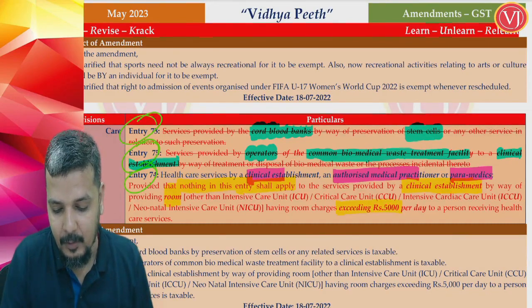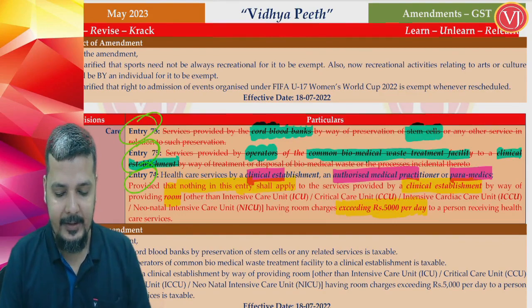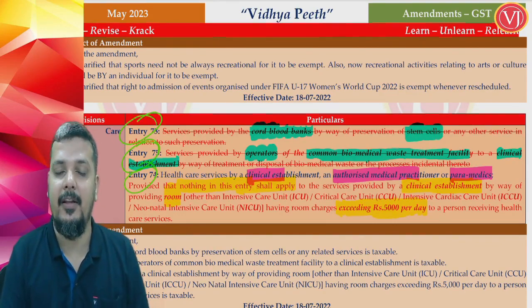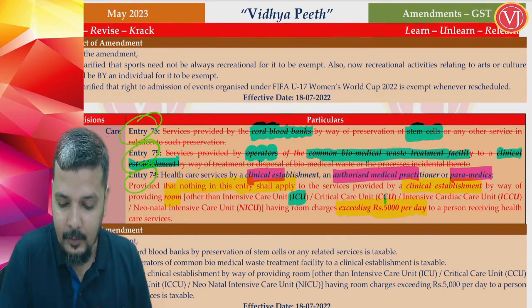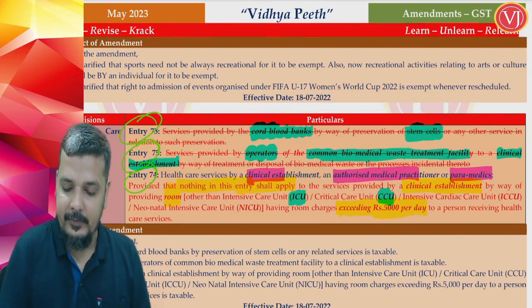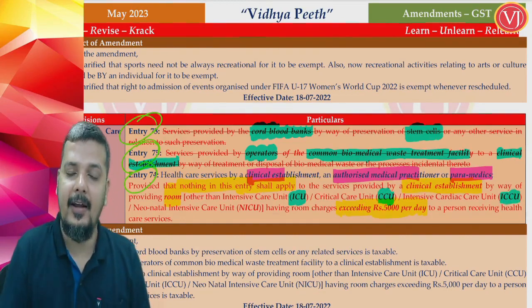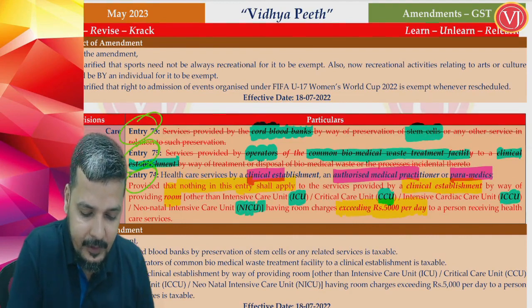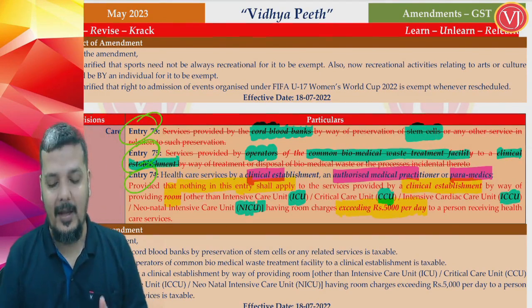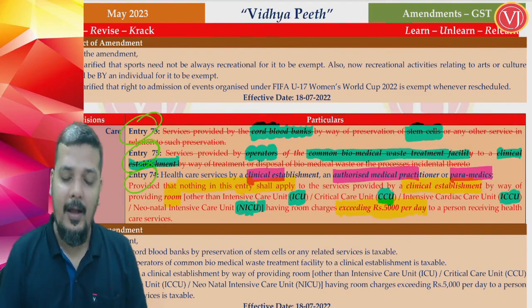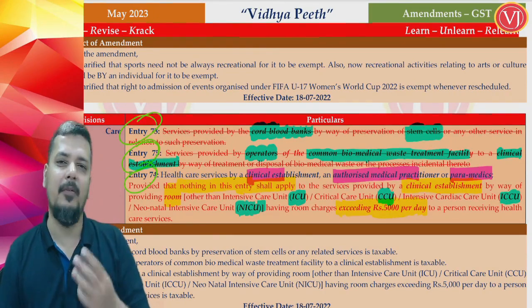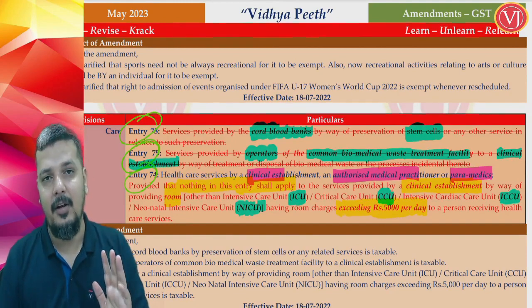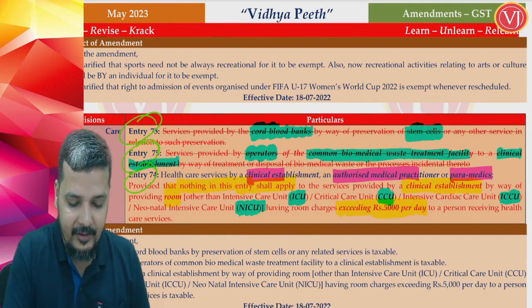where the room rent charges are more than 5,000 per day. But wait. They have said that okay, room rent charges can be more than 5,000 per day if at all you are talking about ICU, intensive care unit, CCU, critical care unit, ICCU, intensive cardiac care unit, NICU, neonatal intensive care unit. If at all you are talking about ICU, CCU, ICCU and NICU, then whether the room charges are up to 5,000 per day or more than 5,000 per day, it still remains exempted. But if at all you are talking about other categories, then you have a change.